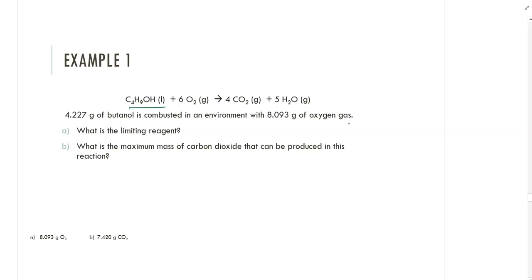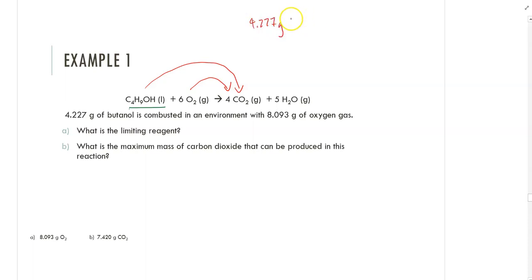So basically, once you know you have two substances or two reactants and you're given amounts of each of them, it's going to be a limiting reagent problem. So let me go ahead and talk strategy real quick. The first question is asking about limiting reagent. I'm basically going to take the amount of butanol that I have here and solve for the amount of CO2 that it can produce. And then I'm going to do the same thing with the other reactant, in this case O2, the 8.093 grams, and solve for the amount of CO2 that it could potentially produce. I'm going to show that work up here.